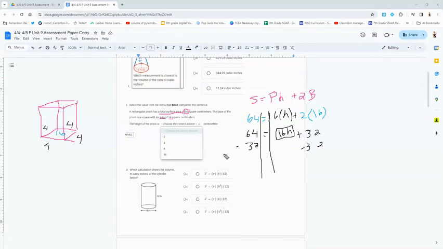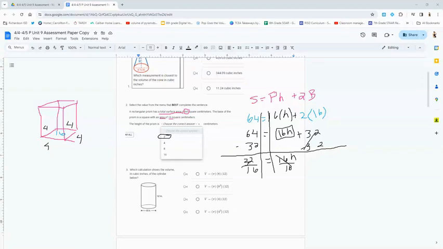And I know 64 minus 32 is going to give me 32. And then that's going to equal 16h. You divide both sides by 16. And 32 divided by 16 is 2. So your answer for the height would have been 2. Okay. You could also have done a guess and check, but I just solved the equation.